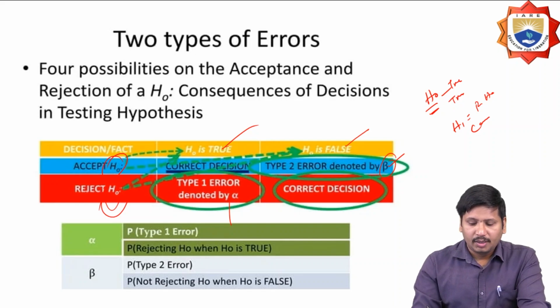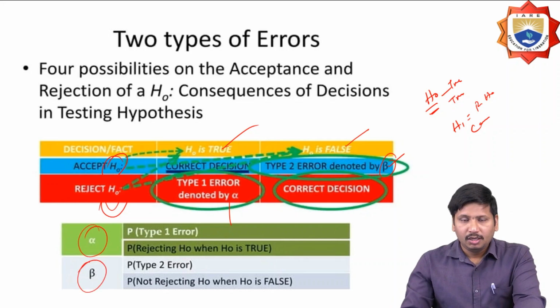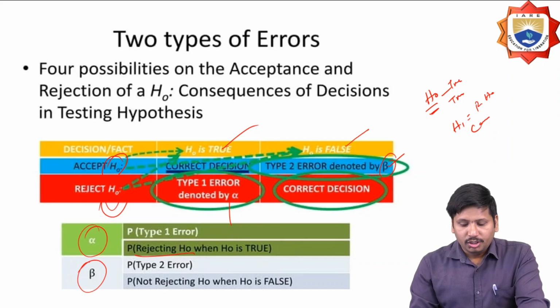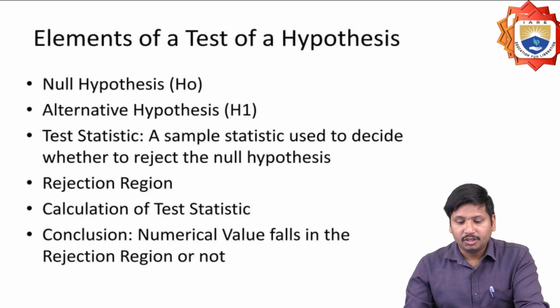So the type 1 error is represented through alpha, whereas the type 2 error is represented by the symbol beta. That means alpha is rejecting H0 when H0 is true, and beta means not rejecting H0 when H0 is false. So in those cases, we are going to get these type 1 and type 2 errors.